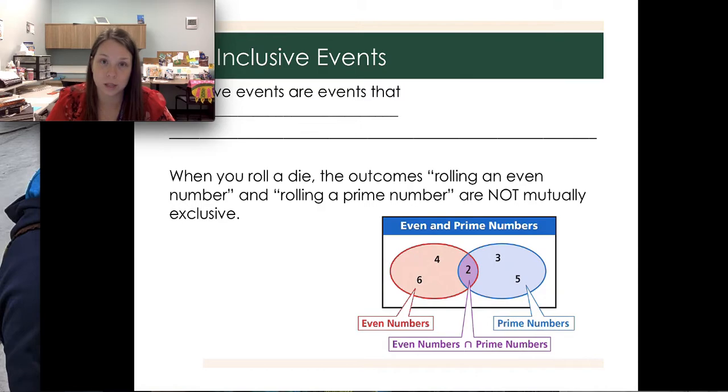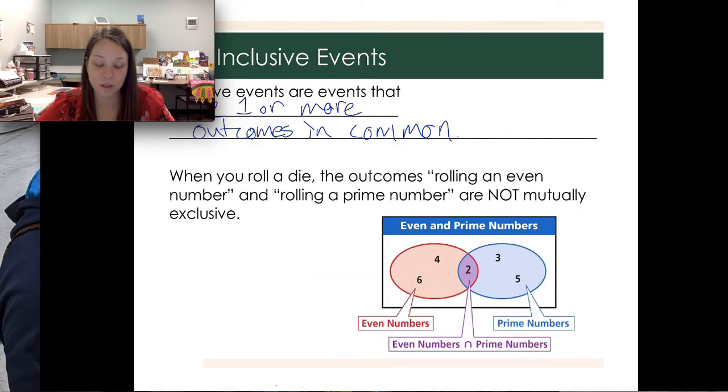Oh, let's see. That didn't write for you. Oh, there we go. So inclusive events are events that have one or more outcomes in common, such as rolling an even number and rolling a prime number. They're not mutually exclusive because 2 is both even and prime.